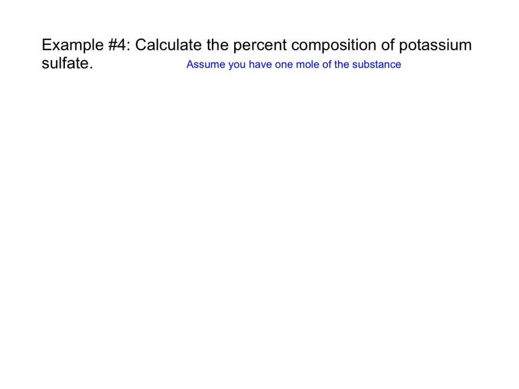So we need the formula for potassium sulfate. Potassium's +1, but sulfate's -2, so it's going to be K2SO4. So the first thing we need to do is find the molar mass for this. So I've got K, and there's 2 of them. So 2 times, you've got to look up potassium on your periodic table. You get that it's 39.10 grams per mole. Double that, you're going to get 78.20 grams per mole.